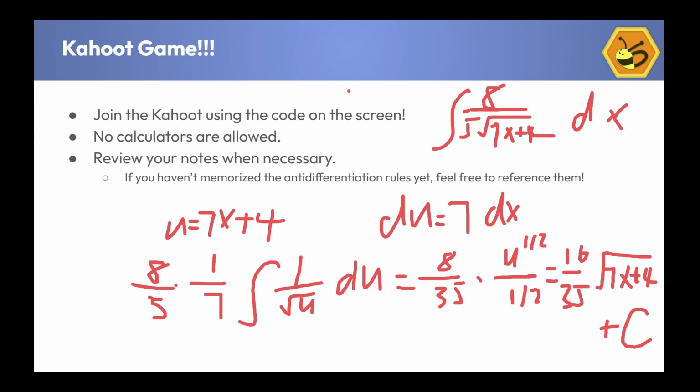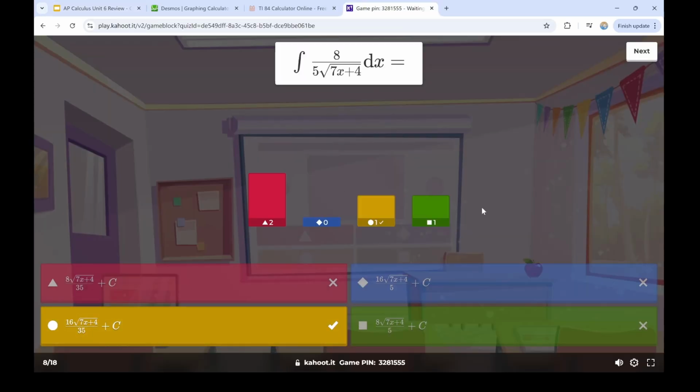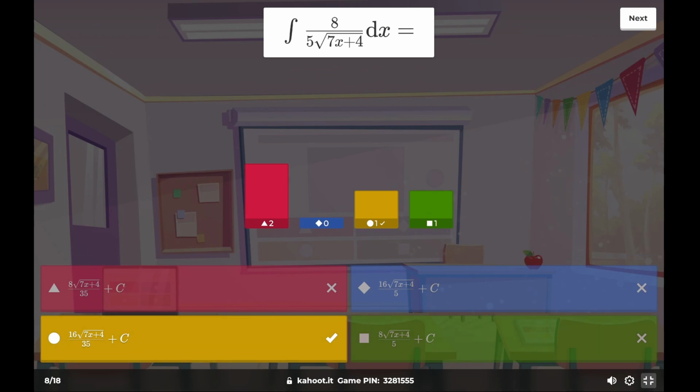So this is an example of U substitution and power over intervals. Let's go back to the Kahoot and let's go to the next question. We still have a lot of challenging problems left.